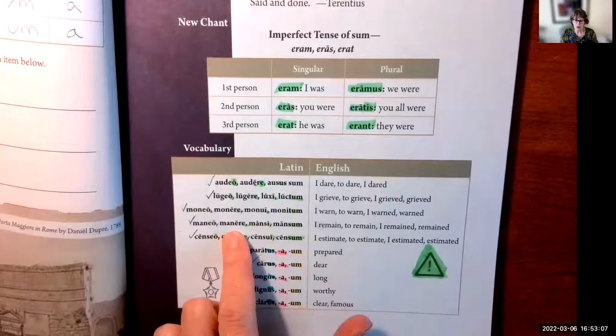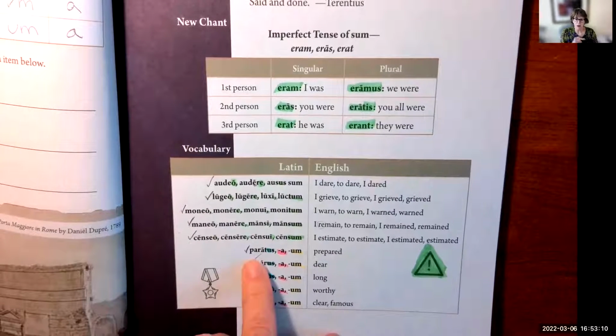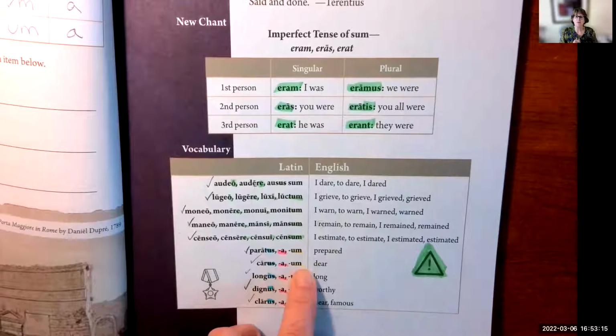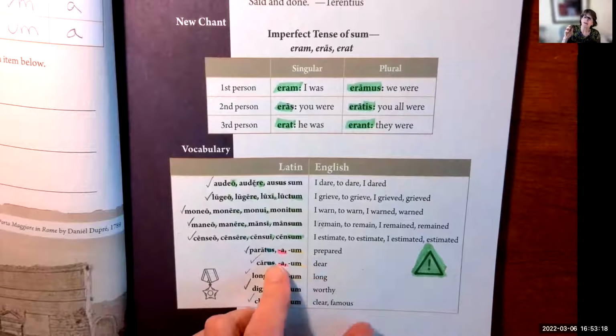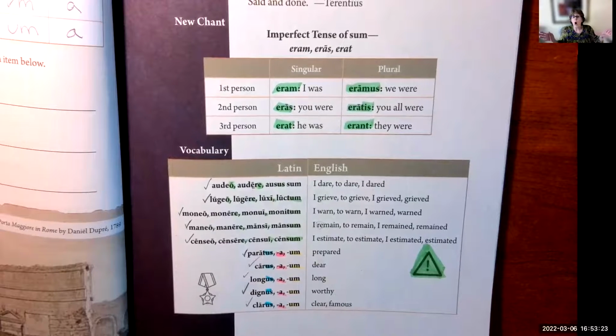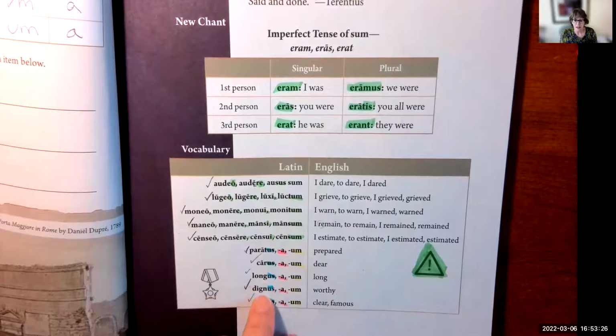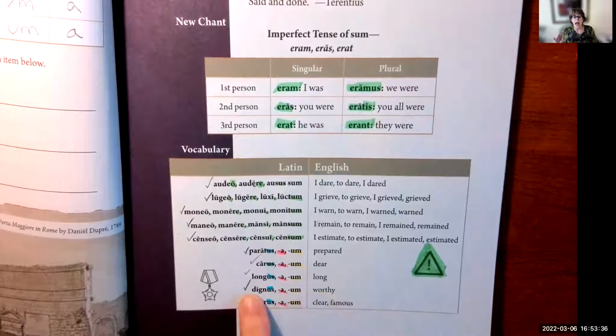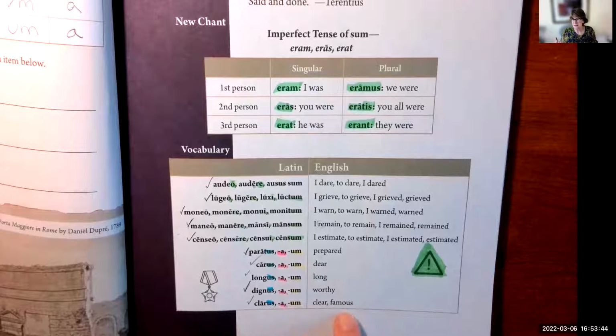So there's your 5 verbs, and here's your 5 adjectives. Paratus, a, um, prepared. Carus, a, um, dear. I say caress. Longus, a, um, long. Oh, that's easy. Dignus, a, um, worthy. Worthy is the lamb that was slain. And clarus, a, um, clear or famous. I say clear, but famous.